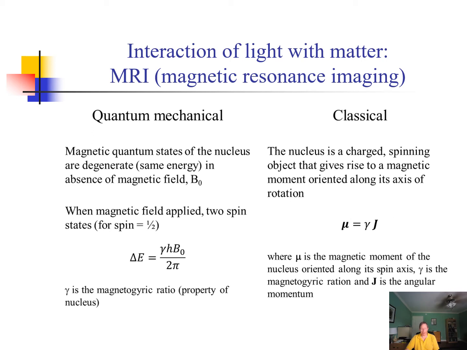Now if I send in light with the proper energy, it can be absorbed and change a spin state from one state to another. Classically, we can look at this as the nucleus being a charged spinning object. And we know from our macroscopic view that any rotating object has angular momentum. So if I have a charged spinning object, I have a magnetic moment oriented on the axis of rotation. This magnetic moment is dependent also upon this magnetogyric ratio.